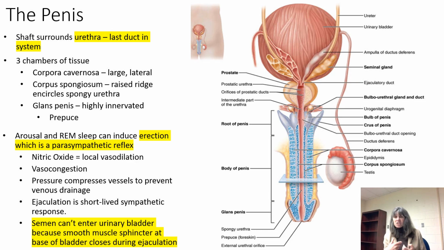When ejaculation occurs, that's occurring as a very short-lived sympathetic response. And semen cannot enter the urinary bladder because there is a smooth muscle sphincter, the internal urethral sphincter of the bladder, that will contract during ejaculation, so it closes off. So semen can't back up into the urinary bladder.